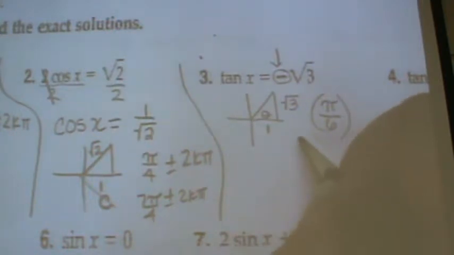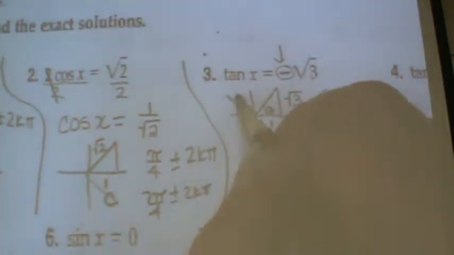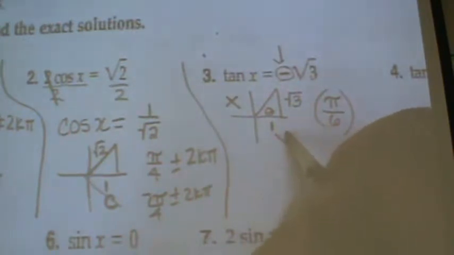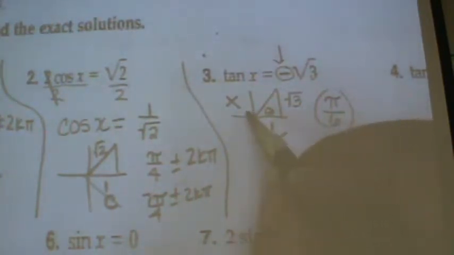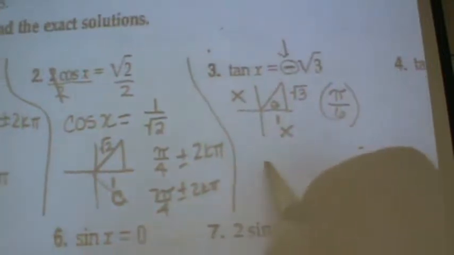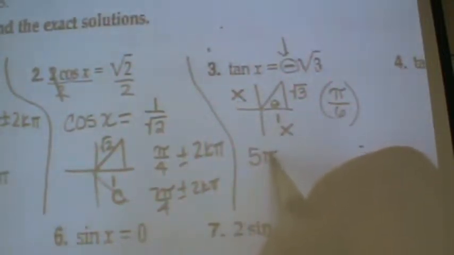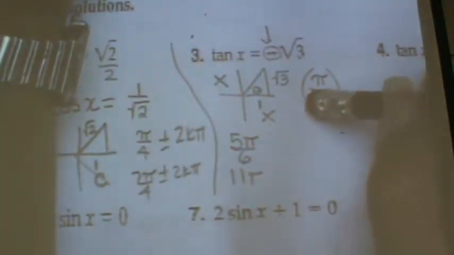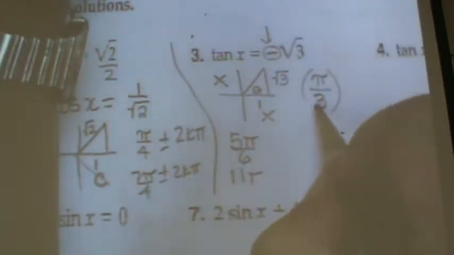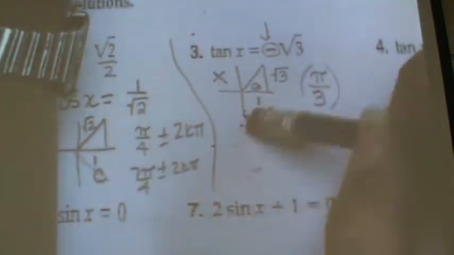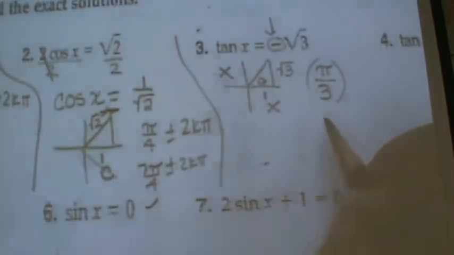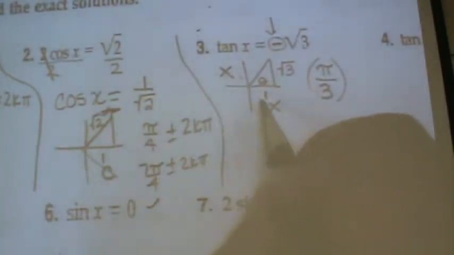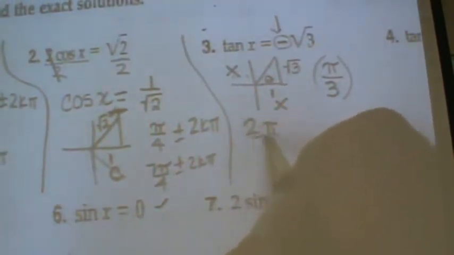In what two quadrants is tangent negative? Here and here. So what are the two angles in quadrant 2 and 4 that have a 6 in it? Oh wait, isn't it a 3? Yeah, it's supposed to be 3. Yes, I'm sorry. This is 60 degrees, π over 3. Okay, so π over 3. Now what are the two angles in quadrant 2 and 4 that have a 3 in them? 2π/3 and 5π/3.